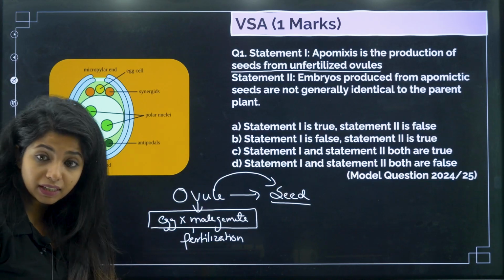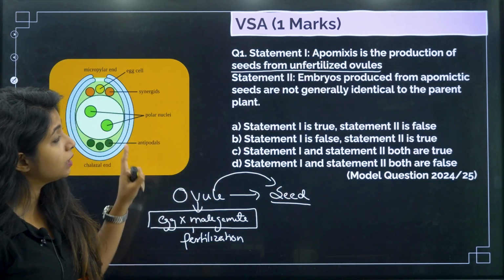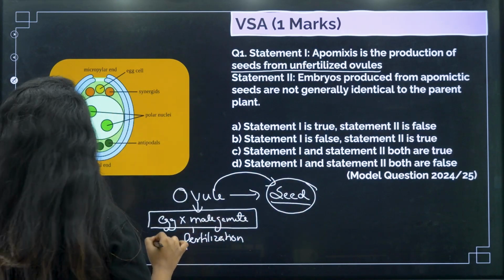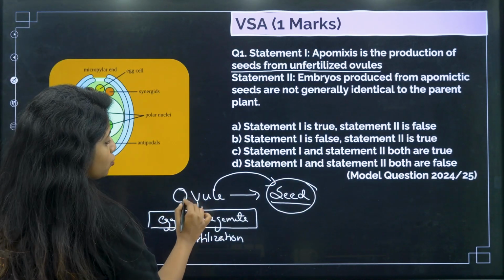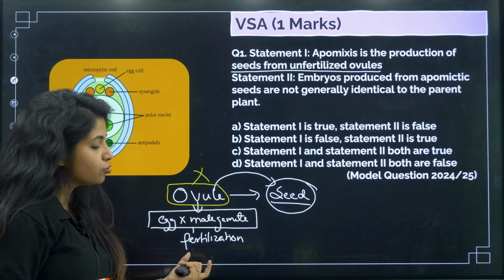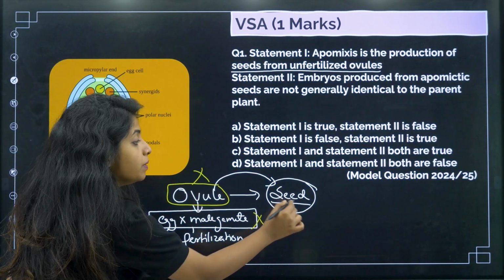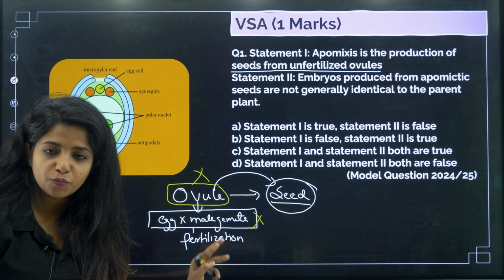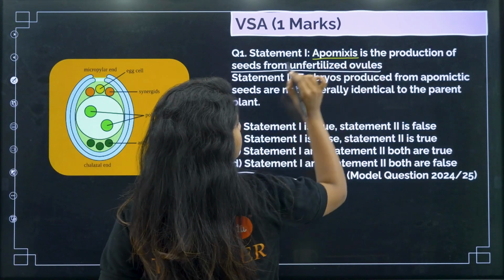The seed. But they are saying that apomixis is basically production of seed. You are basically producing seeds, but there is a twist in the story. From an unfertilized ovule, this ovule is not fertilized. That means this fusion is not happening over here. Still, you are making a seed out of it. Is this possible? You might think it is not possible, but this is possible with the help of apomixis.